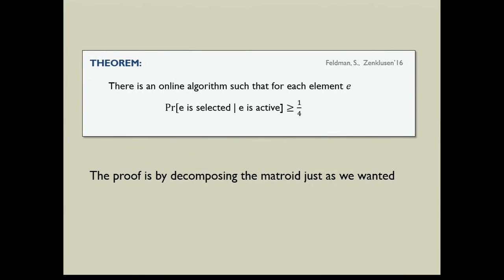So our theorem is that there is an online algorithm such that for each element, we select it with probability 1/4 conditioned on it being active. In particular, we show that you can decompose the matrix so that each element is good with probability 1/4. So that's what I will show you. If you need some further motivation, this is very related to contention resolution schemes, if you know that. But this does it online, because it's with respect to any ordering.